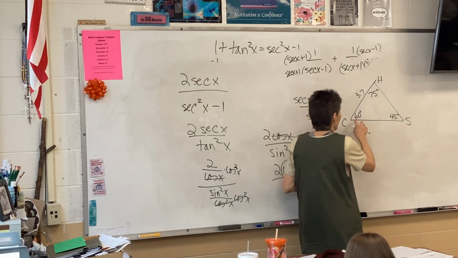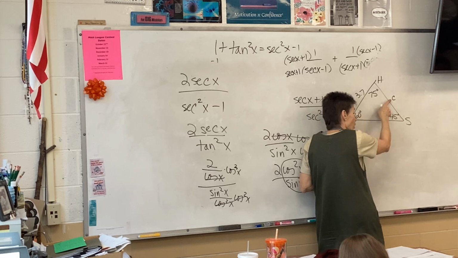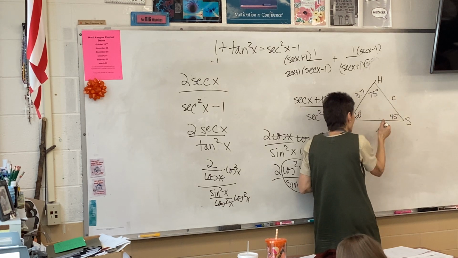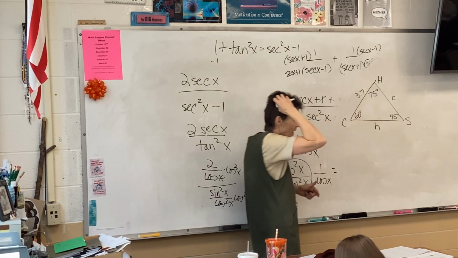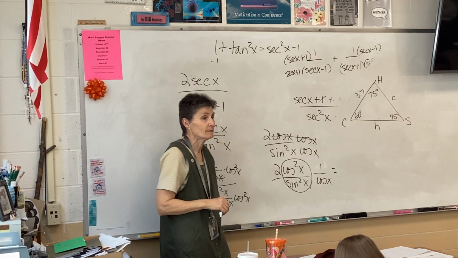Now I have to find side C, and remember side C is across from angle C, and side H. We use capital letters for the angles, little letters for the sides, just like we did back in chapter 4.